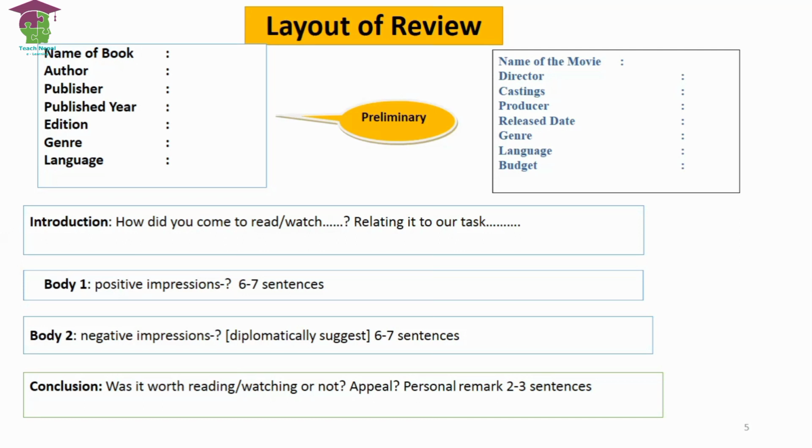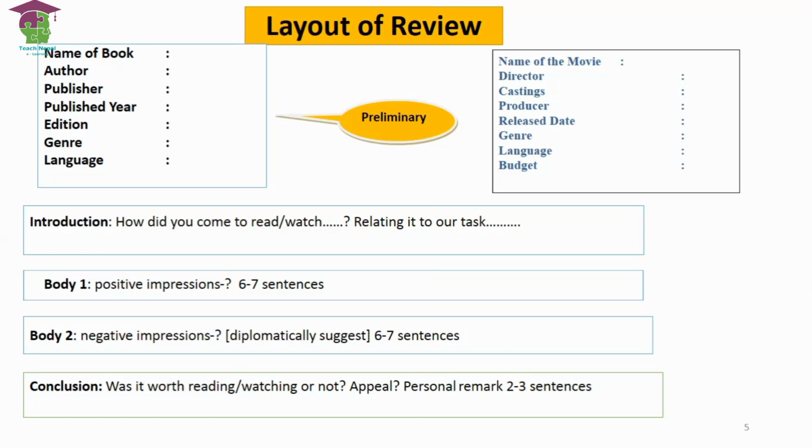So after that, in the body paragraph you have to write the positive impression. If you have any positive impression, you have to write the positive impressions in the first paragraph there, first body paragraph or second paragraph of your review. Don't write more than 6-7 sentences. If you write longer paragraphs, it may be annoying or it may be monotonous for the examiners also.